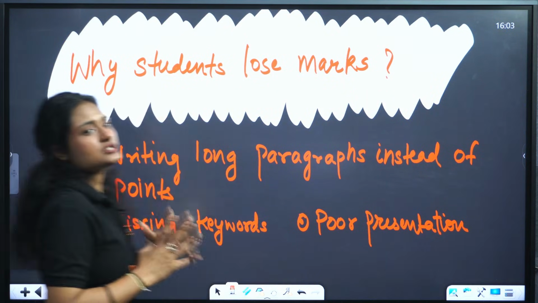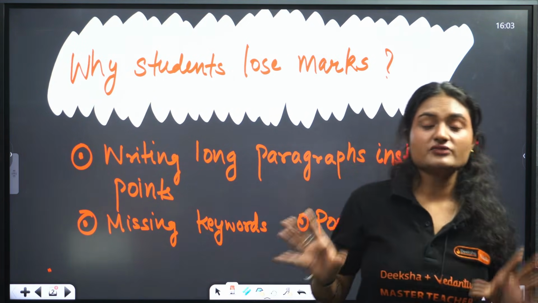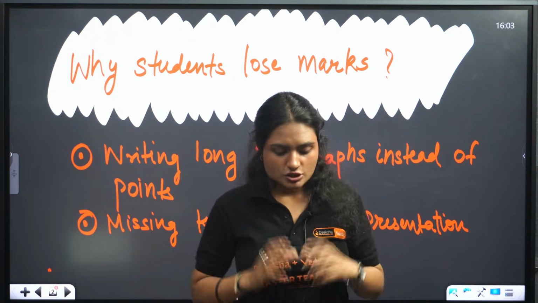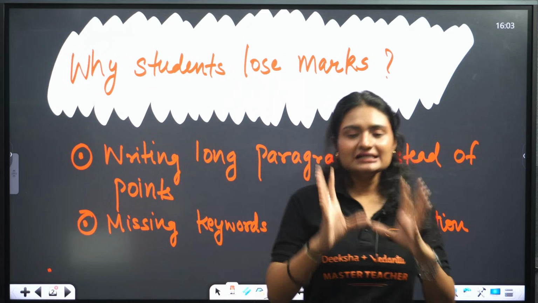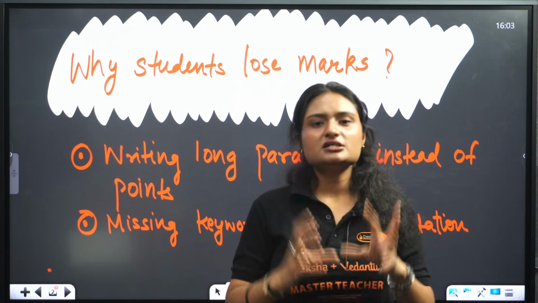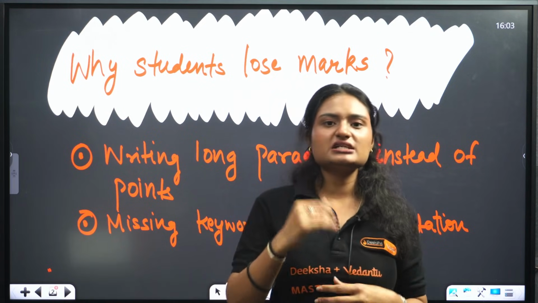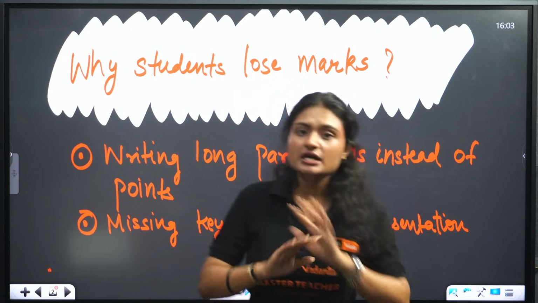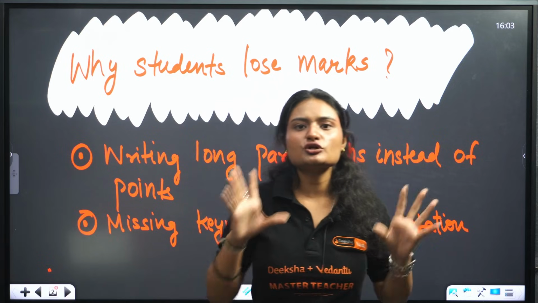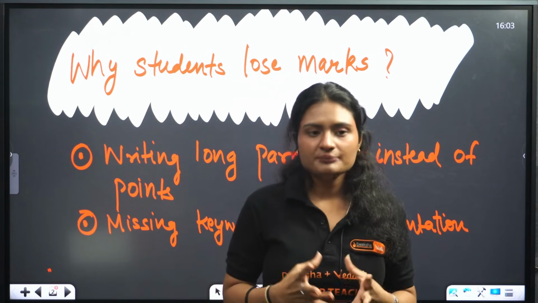Now, why do students lose marks, my dear students? First of all, they write long paragraphs instead of bullet points. Unless the question asks, for example, if a question says write a short note, then obviously there is no other choice, you need to write in a paragraph. Otherwise, if there is no such mention of notes or anything, you need to write in bullet points only, okay?